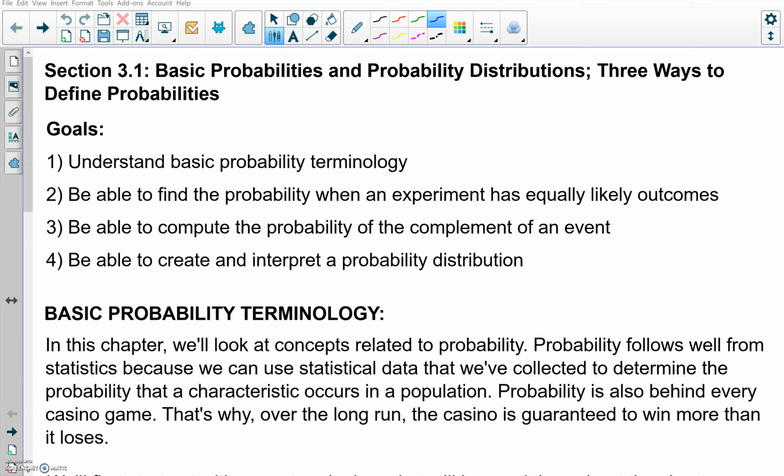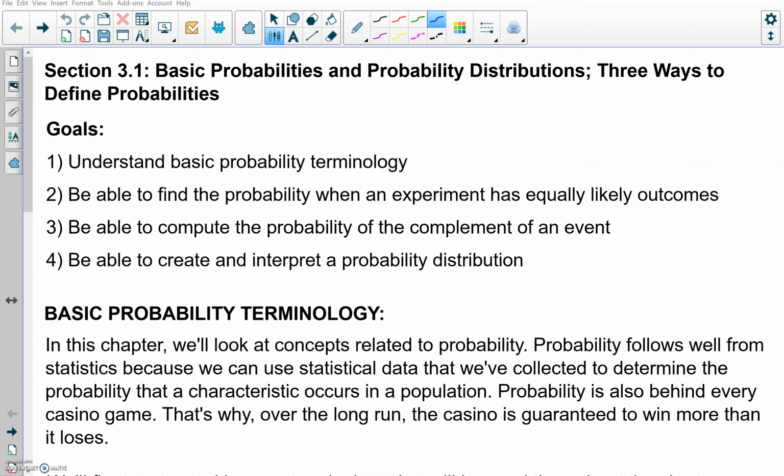So in this section, we're going to look at understanding the basic probability terminology. Make sure you have the terms needed to work with throughout the chapter. Be able to find the probability when an experiment has equally likely outcomes. We'll see what that means as we get later into this section. And then compute the probability of the complement of an event. We'll see what that means. And last but not least, we'll create and interpret a probability distribution.